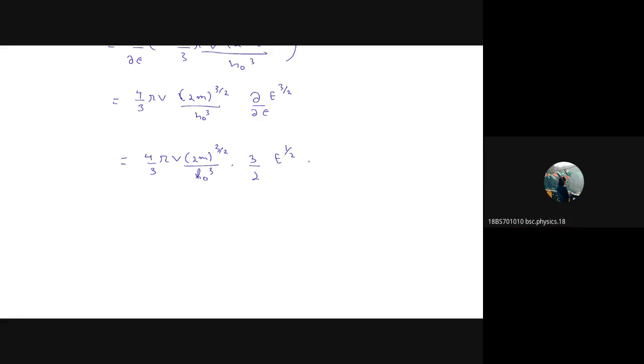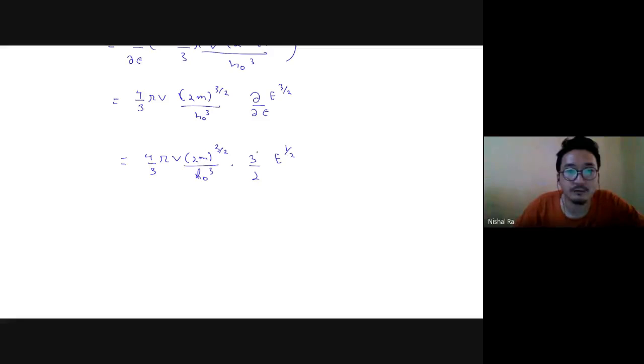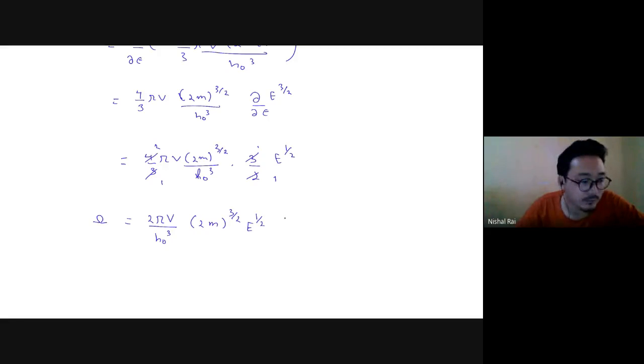Is it clear? It will be half, so the 3 will cancel out, and 2 twos are 4. So you'll end up with the number of microstates between E and E plus dE equal to 2 pi V by h naught cube times (2m) to the power 3 by 2 times E to the power half times dE. Clear?